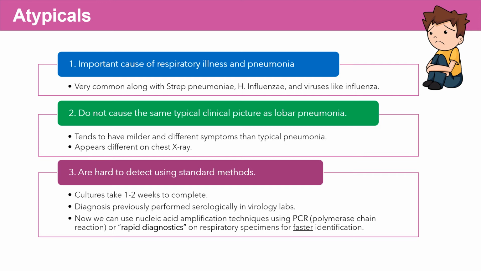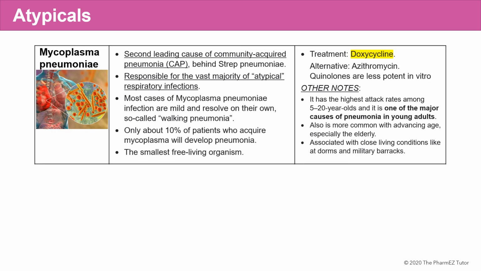Cultures take 1 to 2 weeks to complete, and so diagnosis has previously been performed using serology in virology labs. However, now we can use nucleic acid amplification techniques using what's known as PCR or polymerase chain reaction or rapid diagnostics on these respiratory specimens for faster identification. Let's go over each of the 3 atypical bacteria individually. The first one, which is the most important, is Mycoplasma pneumoniae.